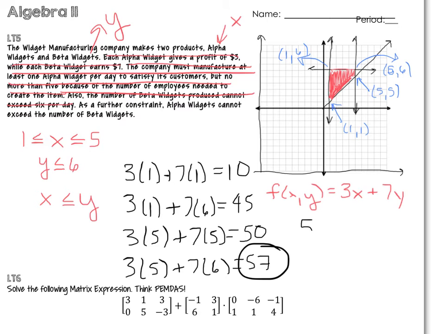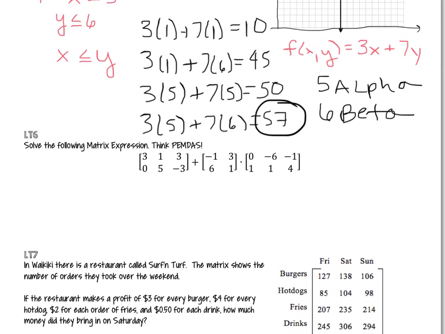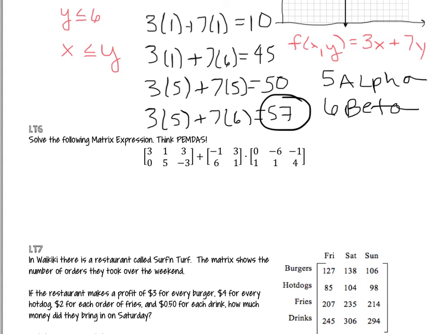So what this means is we must make 5 alphas and we must make 6 betas in order to maximize our profit. All right, so now we're going to scroll down to our matrix expression, and I'm reminding you of remembering your order of operations. So in this problem, we must first multiply before we add. So I'm just going to carry down this first matrix because I'm not using it yet. I must first complete this matrix multiplication.